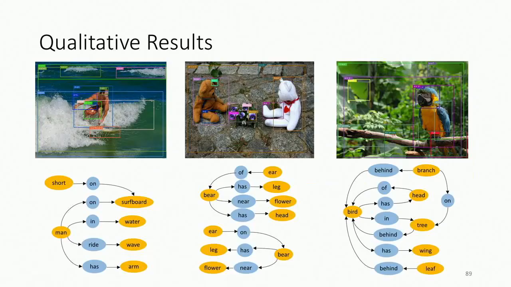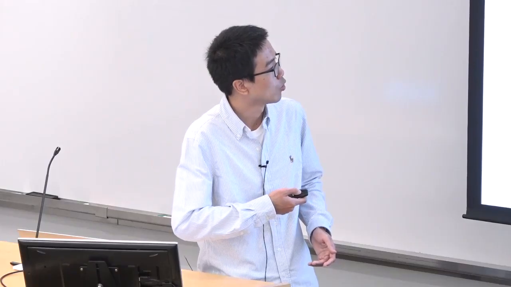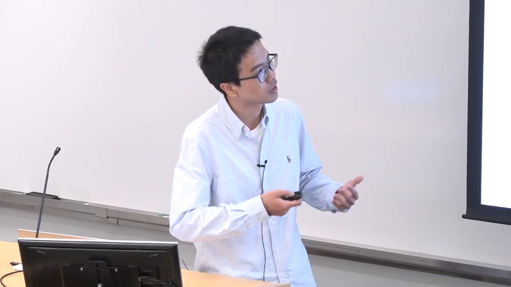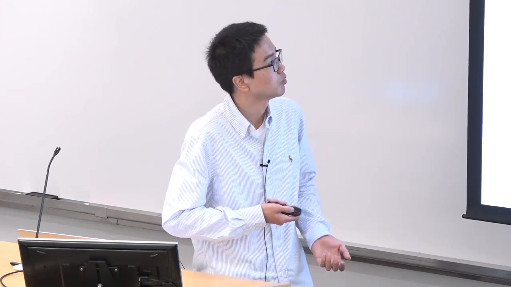Like we just mentioned, given an input image, we want to detect the objects. We also want to model the relationships between the objects: man riding wave, man in water, and man on surfboard, etc. And in fact here, man has arm. This is the kind of relation we always talk about. Man has arm, but not fingers.